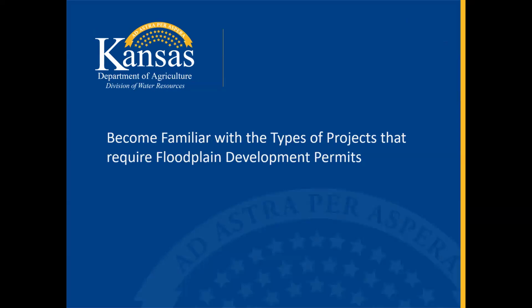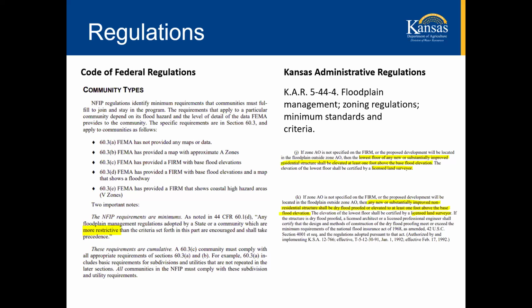So now we'll go into some of the types of projects that require permits and look at the regulations a little bit. So for the most part, communities use our model ordinance that we have, which is based on the Code of Federal Regulations that has the NFIP federal minimum requirements in it. The Code of Federal Regulations Title 44 and then 60.3 has the specific requirements there.